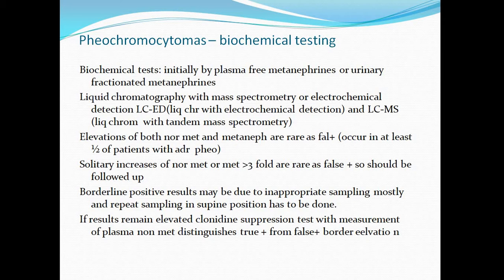So for phaeochromocytomas, the biochemical tests are the most important things for the SCE exam as far as we are concerned. This is initially by the plasma-free metanephrines or urinary fractionated metanephrines. It depends on the trust. If you're working in the UK, the trust will decide which test is to be used initially in a patient who is suspected to have phaeochromocytoma. In our trust, usually we use the urinary fractionated metanephrines.